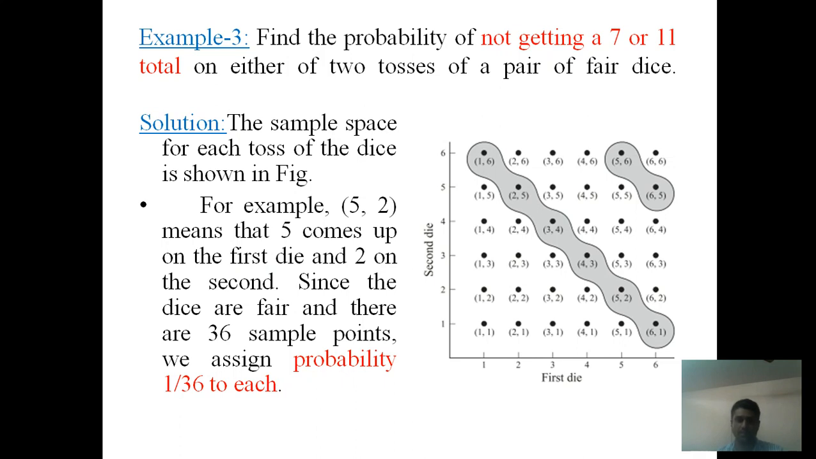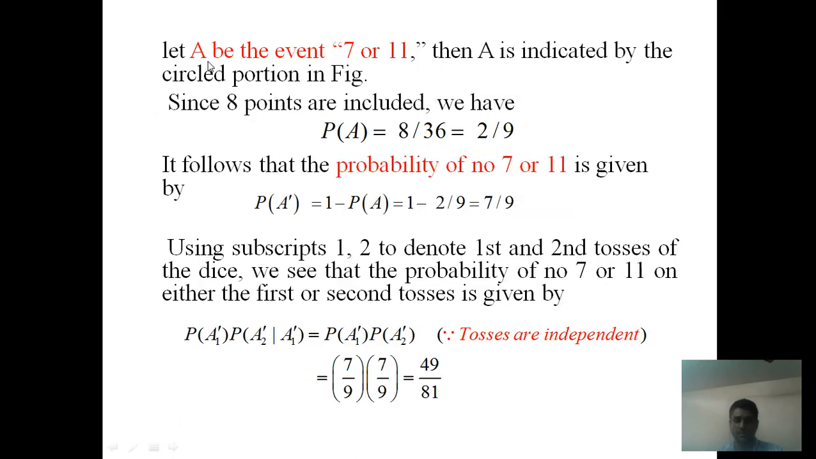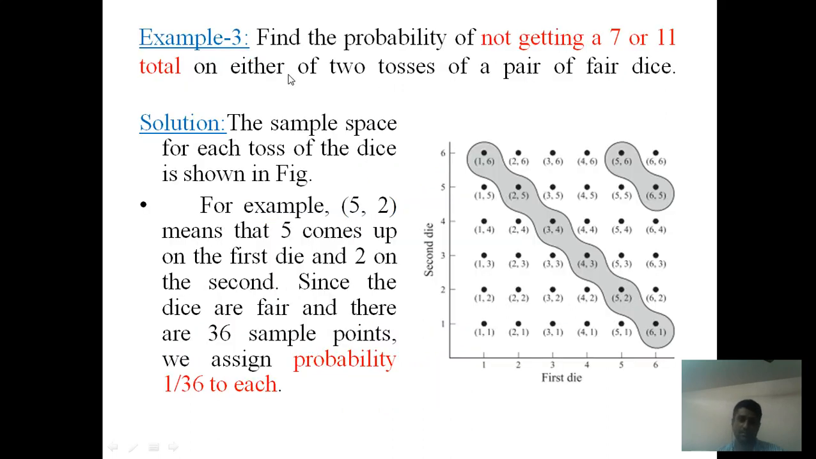Since the dice are fair, there are a total of 36 sample points, and we assign each and every sample point a unique probability, that is 1 by 36. We are interested to find the probability of not getting 7 or 11. So first of all, let capital A be the event when 7 or 11 comes up. Then A is indicated by this highlighted portion, because 1 plus 6 is 7, 2 plus 5 is 7, 3 plus 4 is 7, and so on.